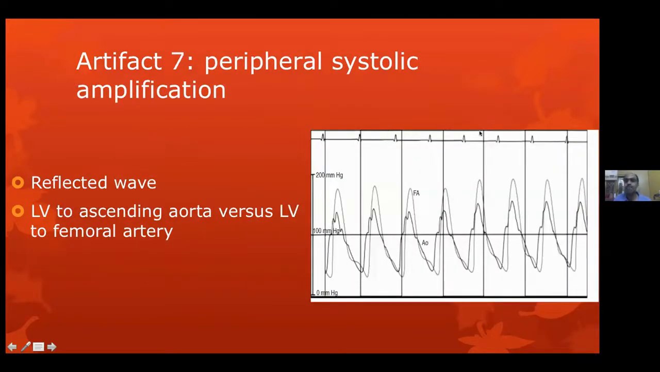Peripheral systolic amplification is something that everybody knows so well. It is due to the reflected wave. The reflected wave is a wave that comes from the peripheral parts of the arterial tree, wherever there is a branch point, and travels back towards the central aorta. It is also called the tidal wave because it is like the tide of an ocean, and so it is called the reflected wave. We all know that femoral artery systolic pressure will be much higher than the central aortic. So this is also an artifact. The more peripherally you go, the higher the systolic pressure will be.